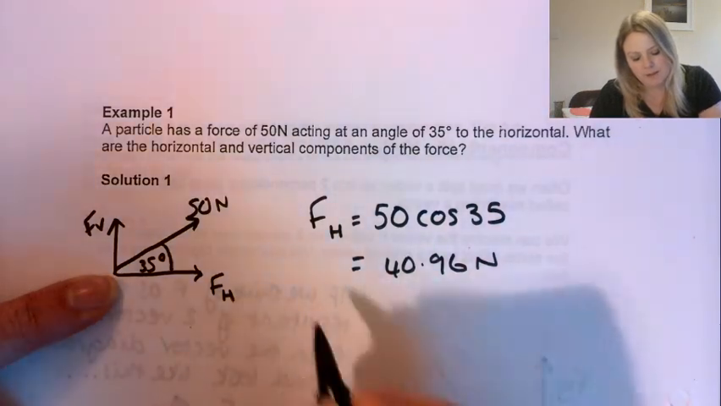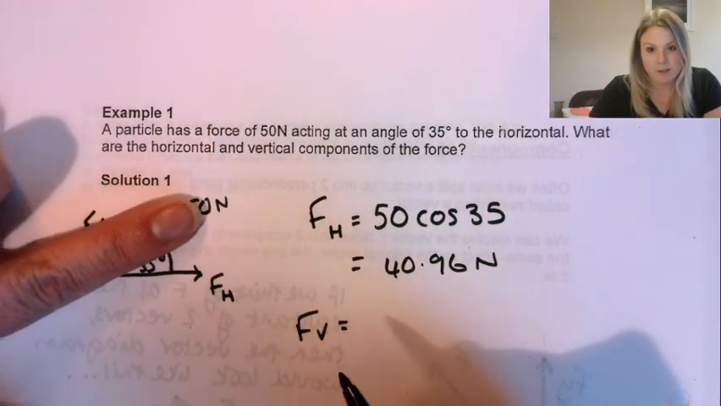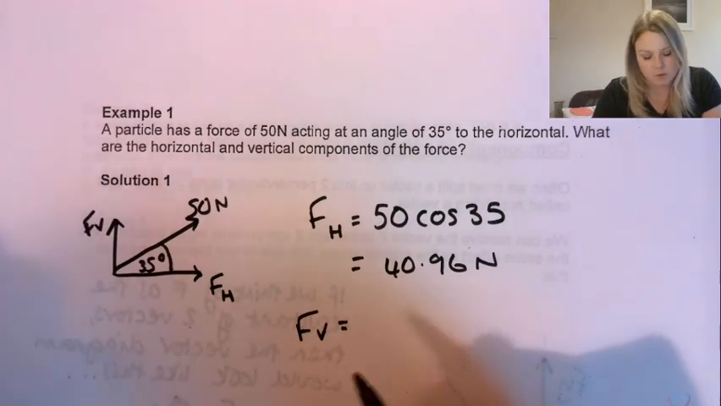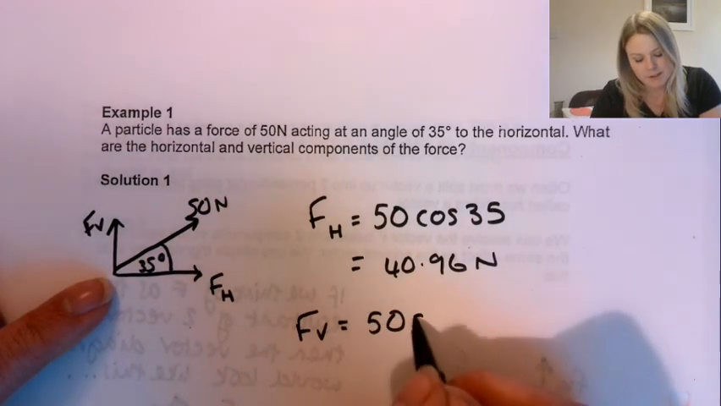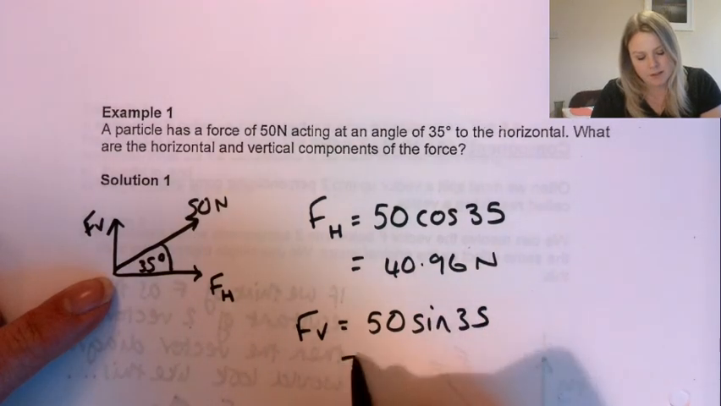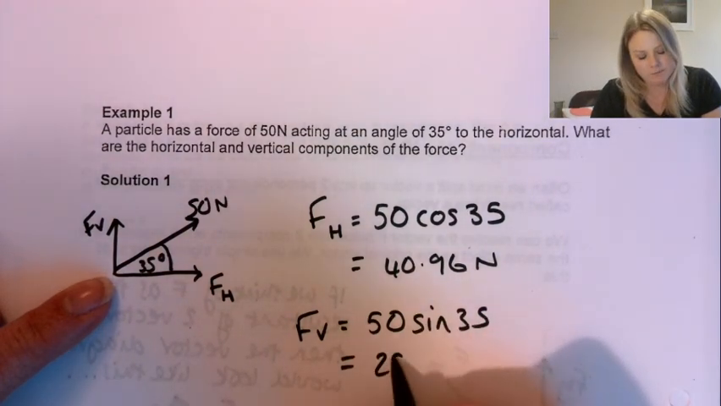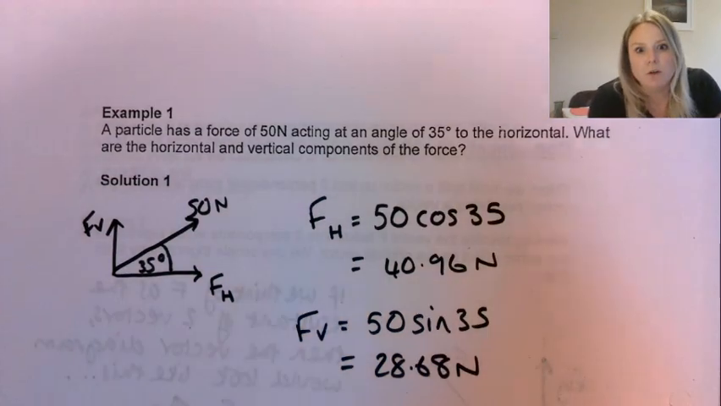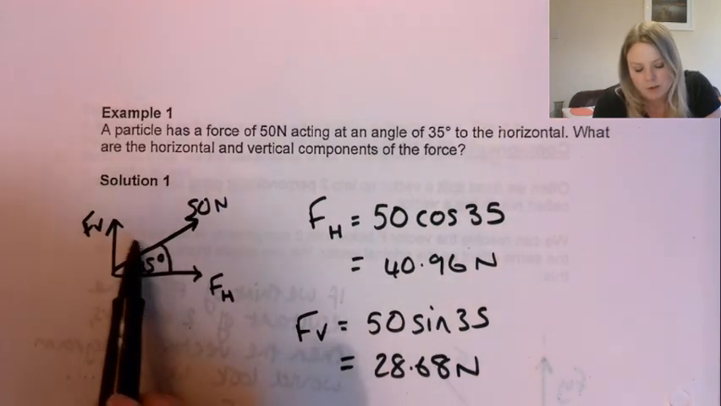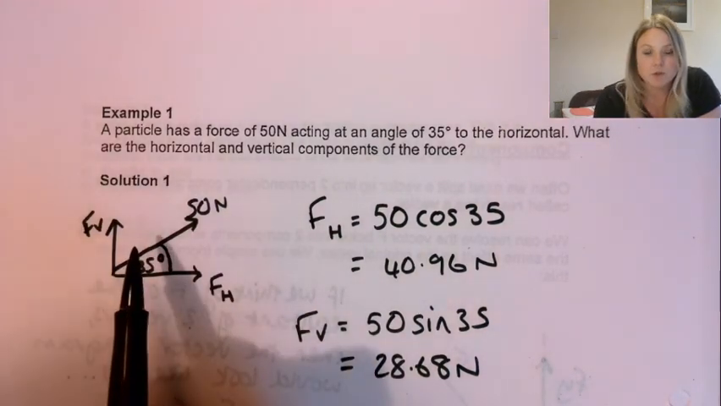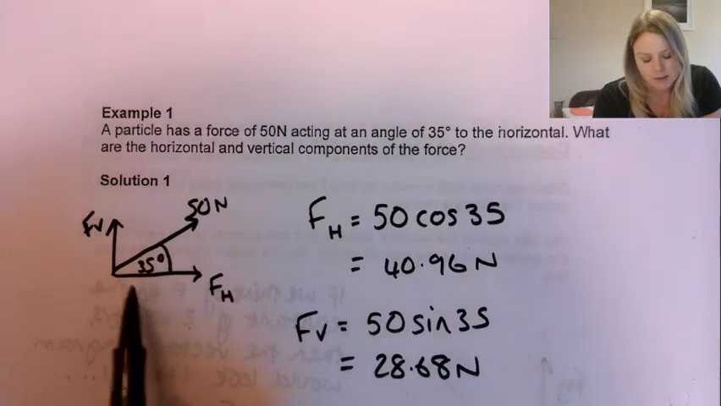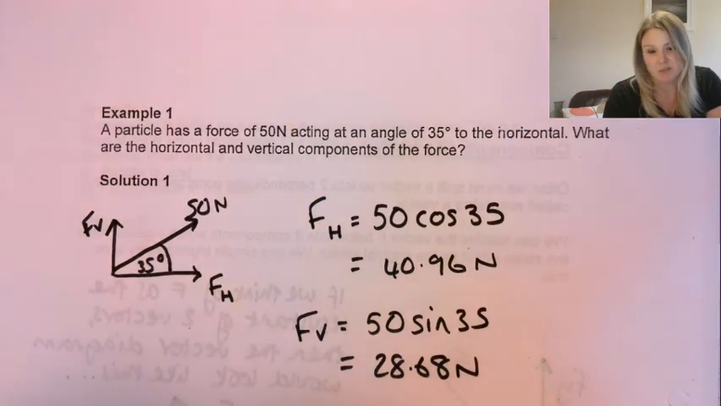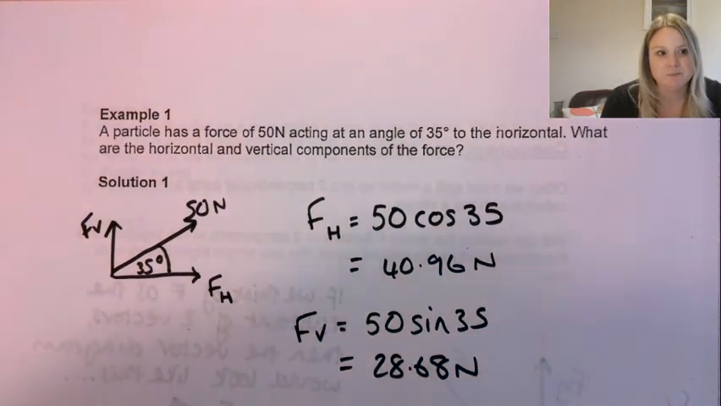Okay, and then the vertical: to get from my original over to here, I don't go across the angle, so it's not cos, it's going to be sine. So it's going to be 50 sine 35, which gets 28.68. If you want to always use cos, you could figure out what this angle here would be and then do cos of it. So what is that going to be? 55. So cos 55 would give you the same answer, but that's a bit of a faff.